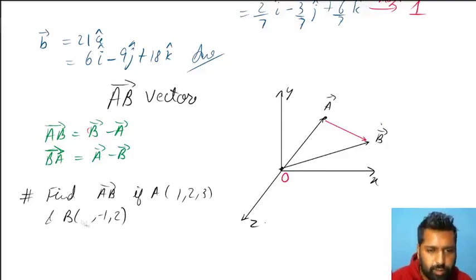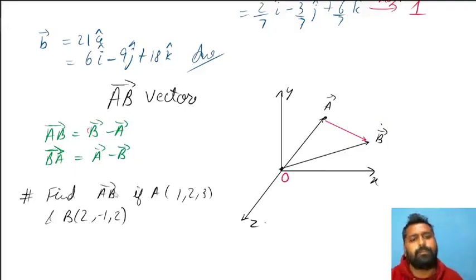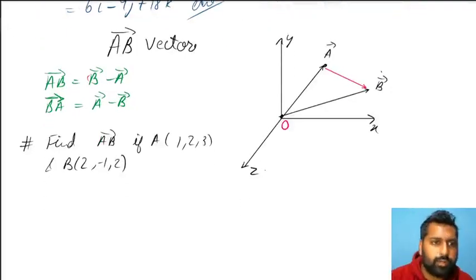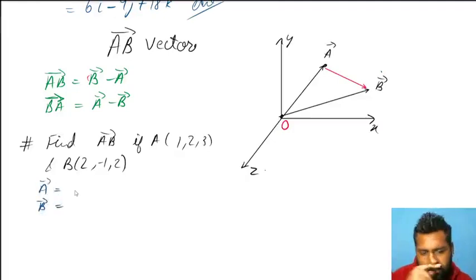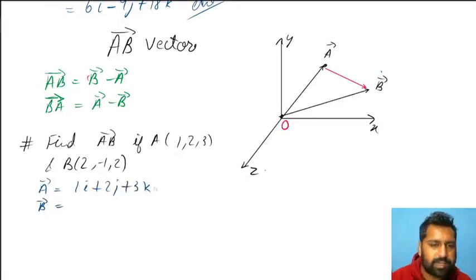Let's write 2, 1, minus 2. Okay. So if you want the AB vector, first of all write A vector, write B vector. How do you write A vector, B vector? Basically you put ijk with them. So 1i plus 2j plus 3k. It's as simple as that. B vector you want to write 2i minus 1j plus 2k.